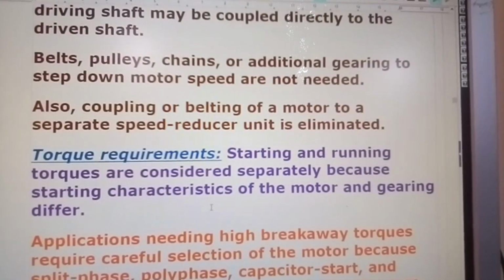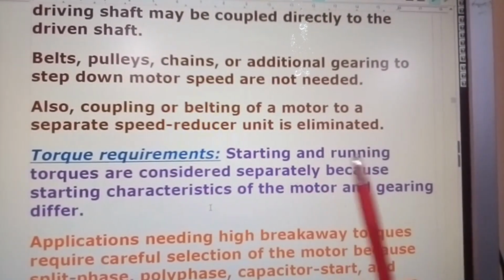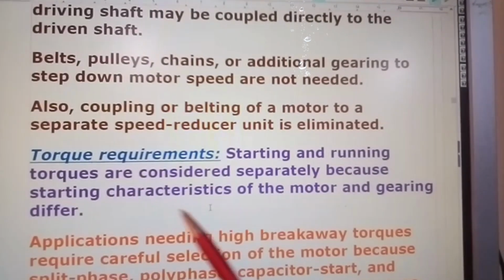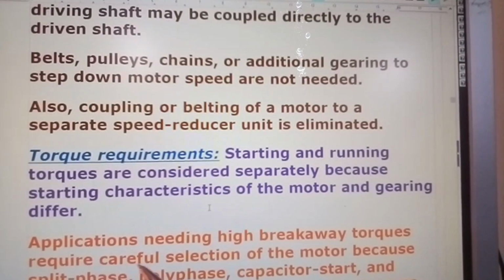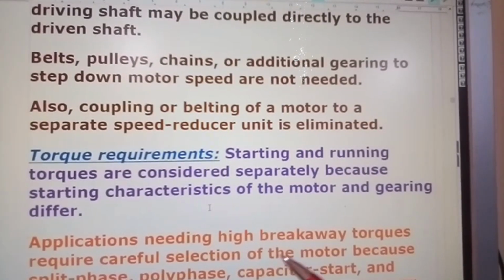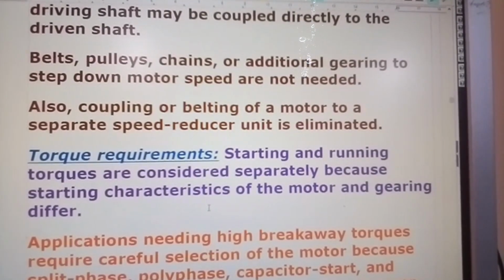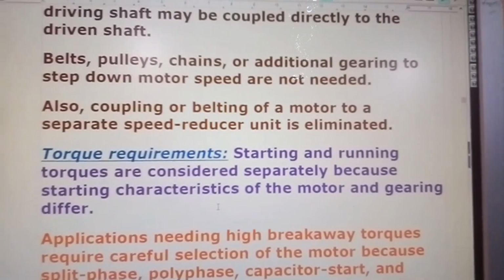Torque requirements. Starting and running torques are considered separately because starting characteristics of the motor and gearing differ. Applications needing high breakaway torques require careful selection of the motor because split phase, polyphase capacitor start and brush type motors have large starting torques.